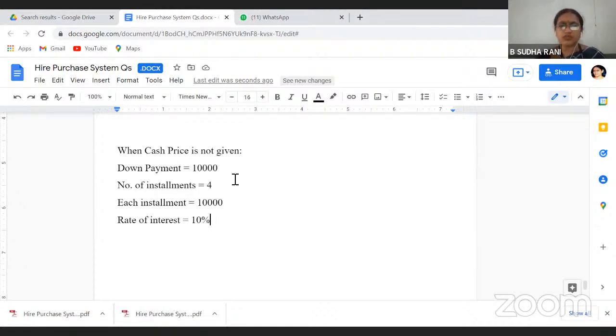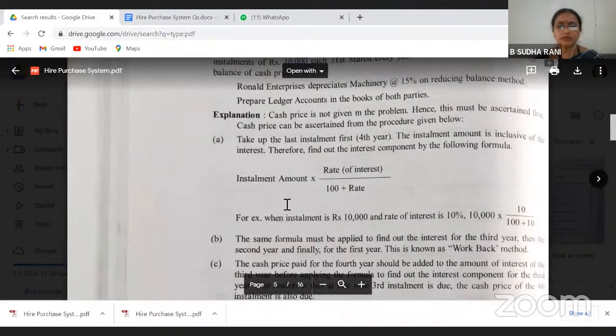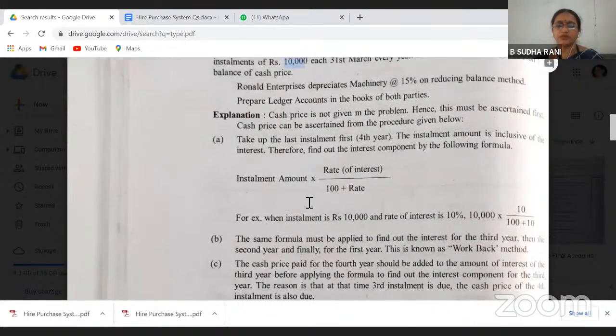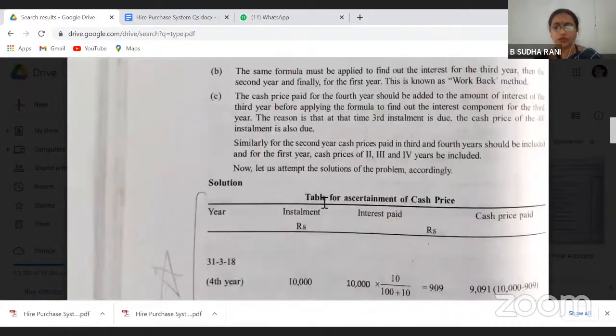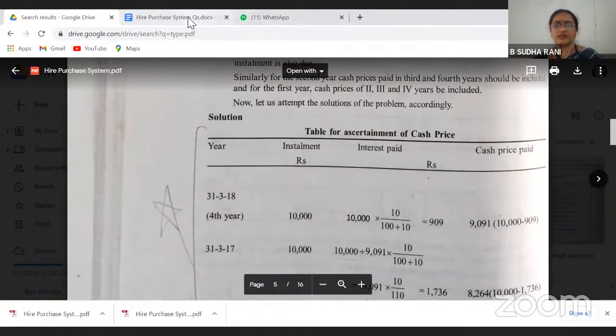When cash price is not given, we go from the last. We go from the last year to the first year. Understood? When cash price is not given, we calculate the last year's interest first, then we'll come to the first year's interest. How do we calculate? I'll tell you later. Just a minute. Here only, installment amount times rate by 100 plus rate. This I know. Last year we will come to.